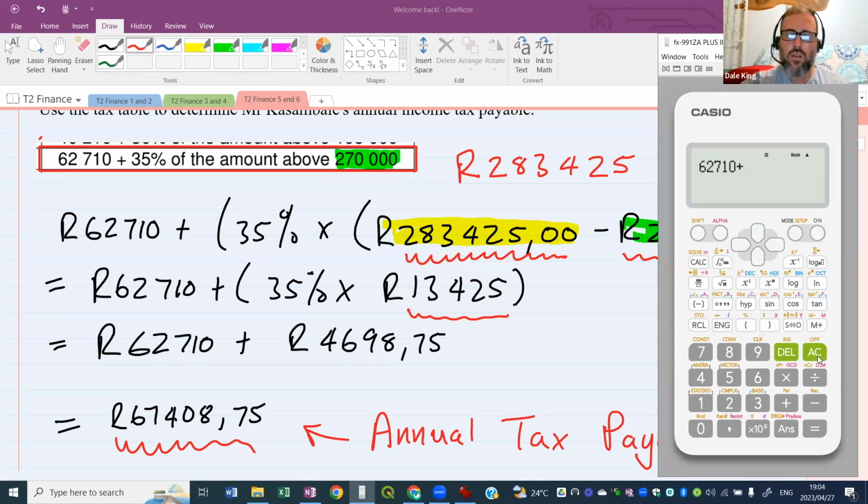62710 plus brackets. I'm going to use the fraction here. Okay, so 35 over 100. I'm going to use a times as well, even though the calculator knows that if you put that in front of the brackets, use 2 brackets at the end. Maybe that's what it is. Use 2 brackets at the end of your calculation. So if I press equals here, there we go. We're getting the right answer. Okay, so just check the end of your calculation like I've got there. There needs to be 2 brackets, all right? Because the 283,000 minus the 270,000 needs to be in its own bracket. And then there's a bracket surrounding that as well. Just be careful of that.